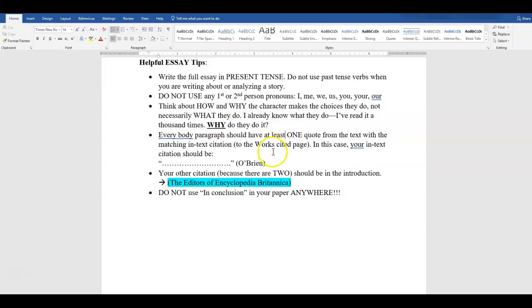Every body paragraph should have at least one quote from the text with a matching in-text citation to the works cited page. In this case, your in-text citation should be O'Brien. Your other citation should be in the introduction, and that should be the editors of Encyclopedia Britannica. All of that in parentheses. Also, you should take care to never use the phrase "in conclusion" in your paper.